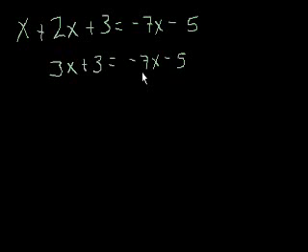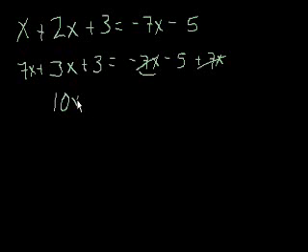Now let's bring the 7x over onto the left-hand side, and we can do that by adding 7x to both sides. Just as a review, we're adding the opposite, so it's negative 7x, so we add 7x. And we do that because on the right side, these two will cancel. And the left side, we get 10x plus 3 equals, and on the right side, all we have left is the negative 5.